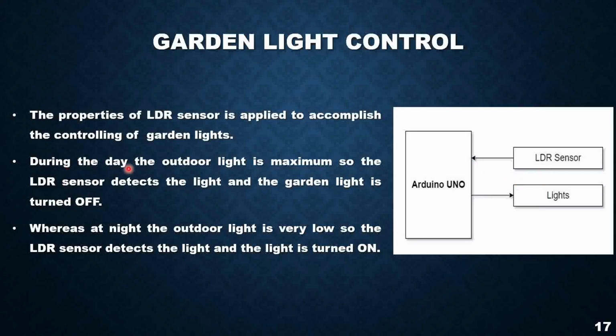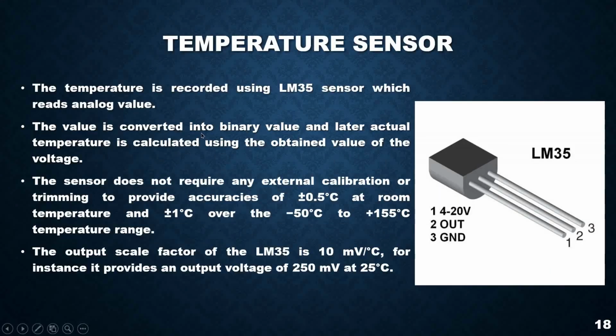That is, during the day, the outdoor light is maximum, so the LDR sensor detects the light and the garden light is turned off. Whereas at night, the outdoor light is very low, so the LDR sensor detects that the intensity of light is very less, and thus the light is turned on. The next topic is the temperature sensor, which is the LM35 sensor.